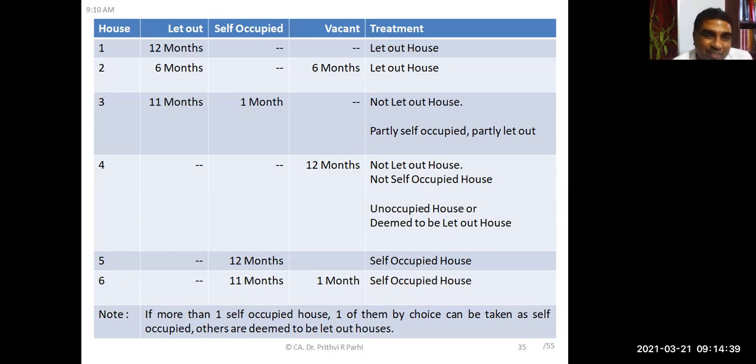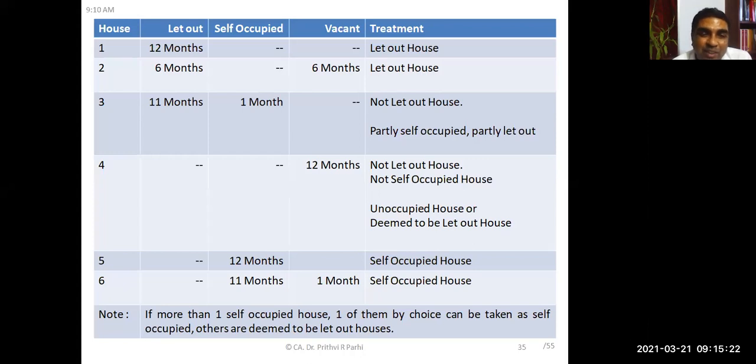But 11 months let out and 1 month self-occupied. Can you treat it as a let out house? No. What kind of house is that? Partly self-occupied and partly let out. Now let us see the fourth. It is not let out, not self-occupied. 12 months it is vacant. What will be the treatment? Unoccupied house, or deemed to be let out house. We'll see that concept again.